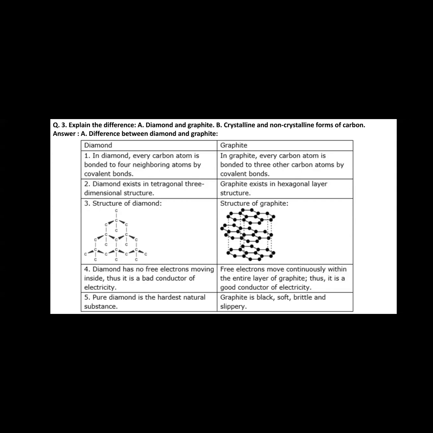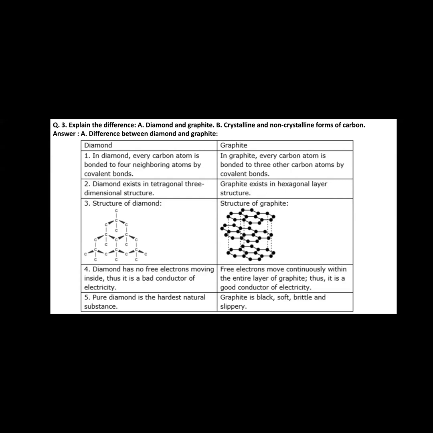But in graphite, every carbon atom is bonded to three other carbon atoms by covalent bonds. Four carbon atoms are bonded to a single atom in diamond, but in graphite only three carbon atoms are bonded to a central carbon atom. So this is the difference between diamond and graphite. The central atom of diamond is bonded to four other atoms by covalent bonds, but in graphite the central atom is bonded to only three carbon atoms around it.